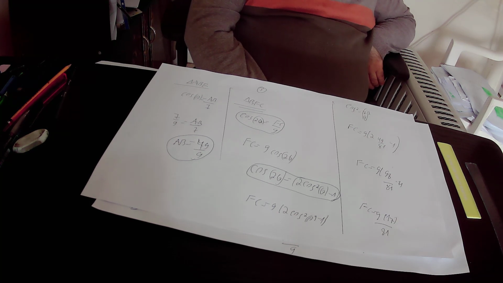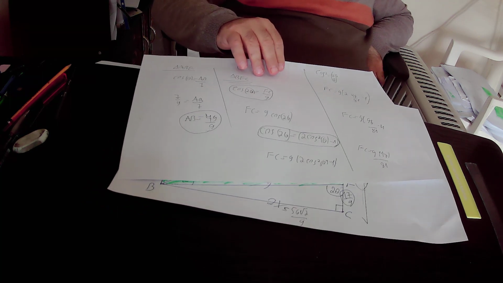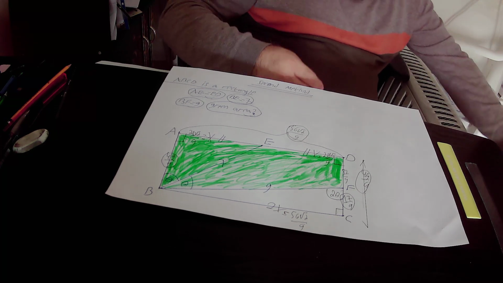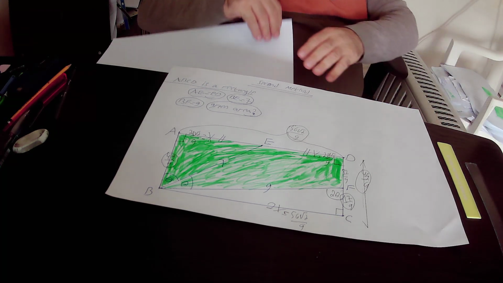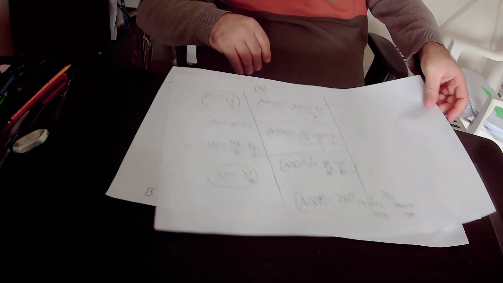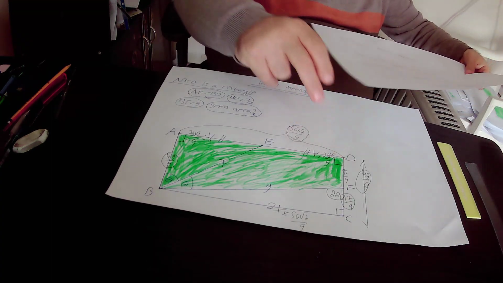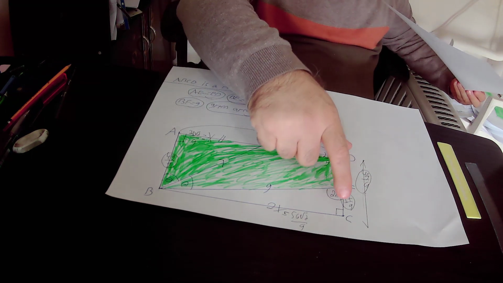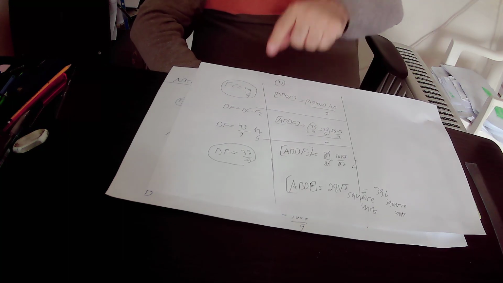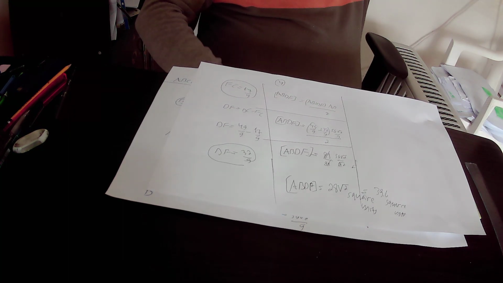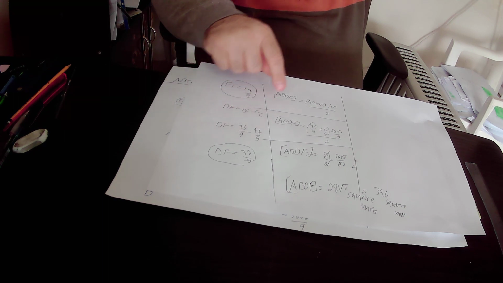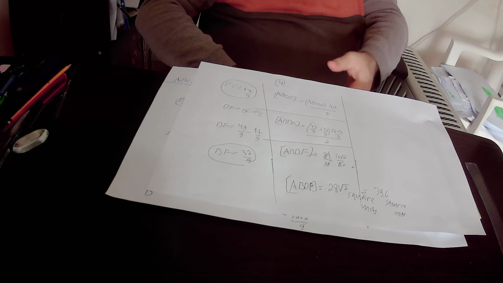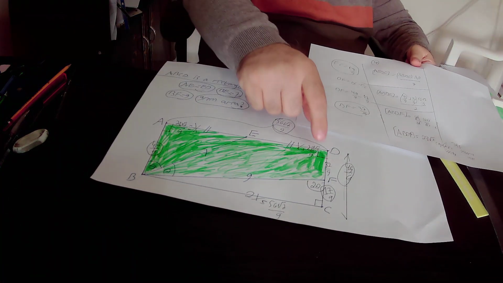And in the end we got that FC is equal to 17 over 9. FC equals 17 over 9. Then DF equals DC minus FC. DC equals 49 over 9 and FC equals 17 over 9. So DF will be equal to 32 over 9.